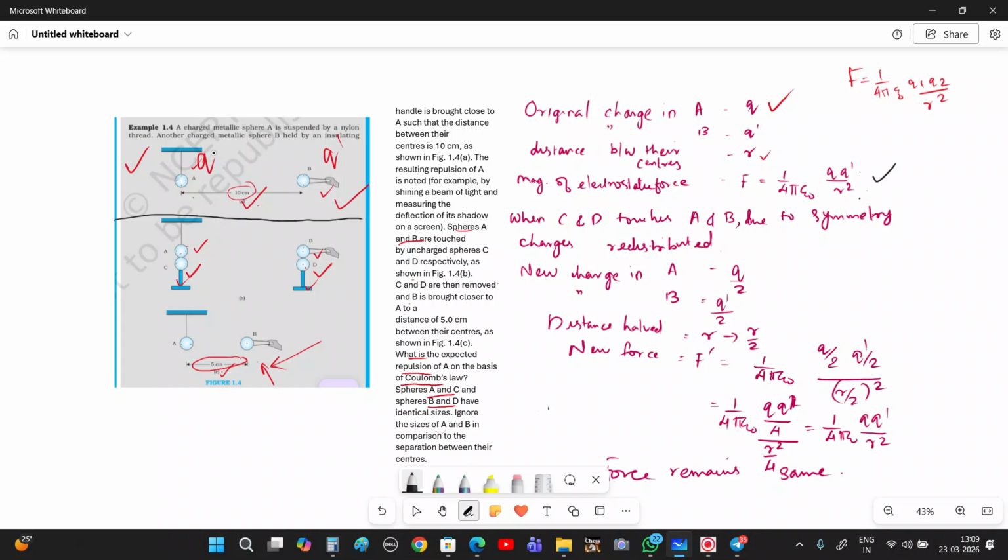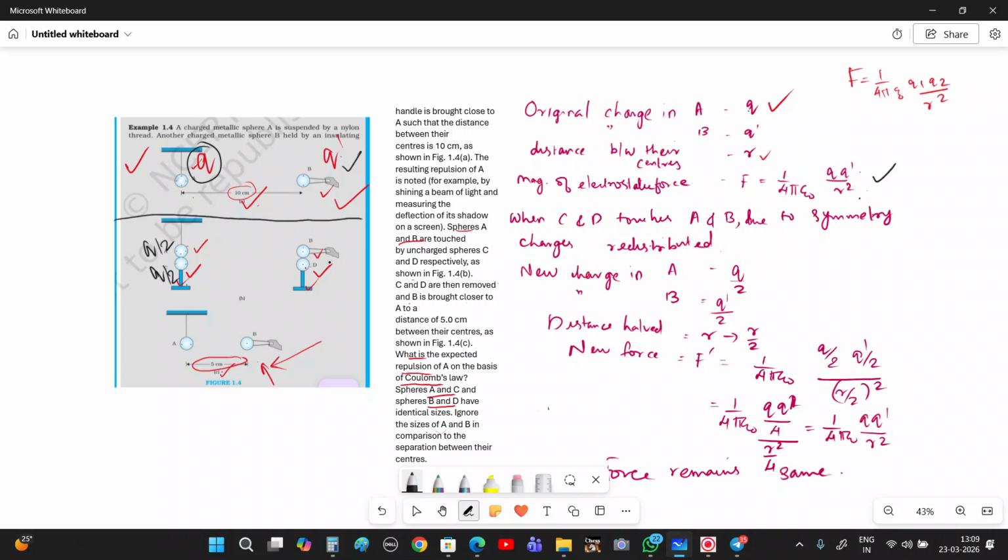We already said that the charge in the first sphere is Q. So when it comes in touch with the other sphere C, charge redistribution happens. That means the charge on A will become Q by 2 and the charge in C will also become Q by 2, because the overall charge is Q and C is uncharged at the beginning. When they touch together, the charge in A gets divided and given to C. So each of them will get Q by 2.